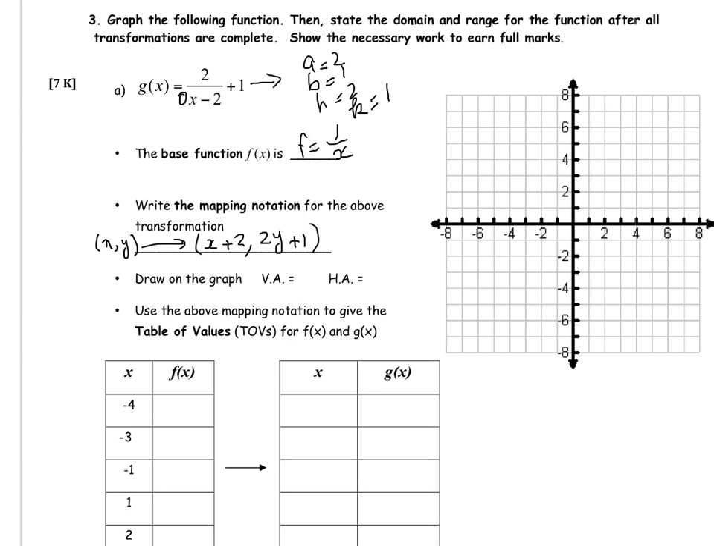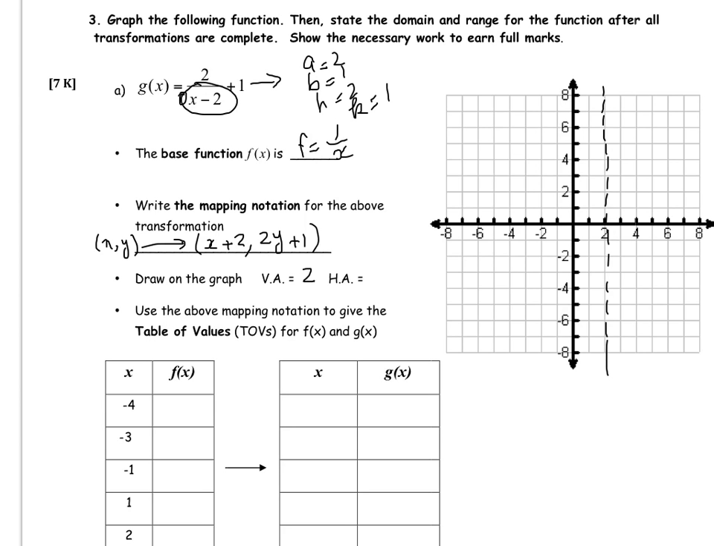Now draw on the graph the vertical asymptote and horizontal asymptote. Our vertical asymptote, remember, is anything that makes the denominator equal to 0. You can see that the denominator here is x minus 2. So if that is 0, x is equal to 2. So x equals 2 is going to be our vertical asymptote.